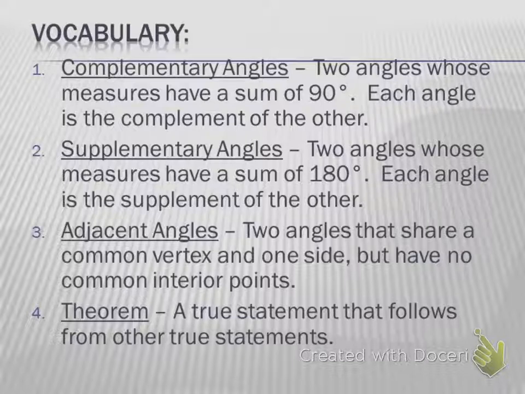So your first vocab word today is complementary angles. That's two angles whose measures have a sum. What does the word sum mean? Addition. So two angles, when you add them together, you get 90 degrees. Each angle is the complement of the other. So if I say two angles are complements, you know that when you add them together, you should get 90.